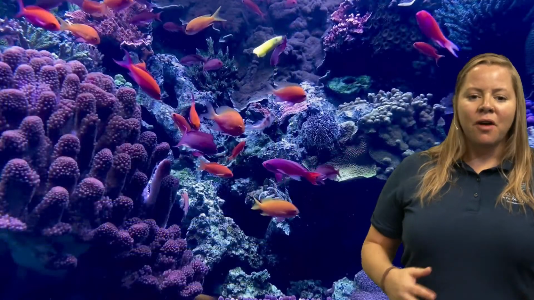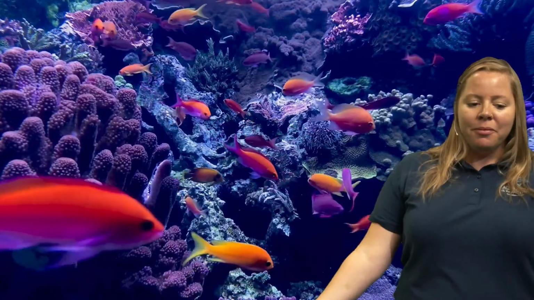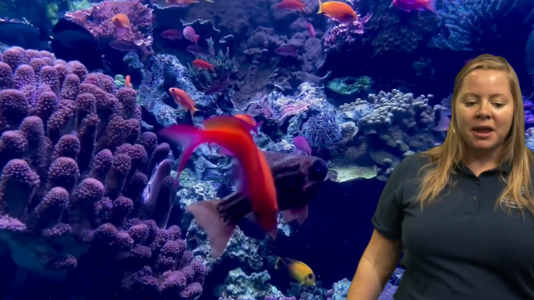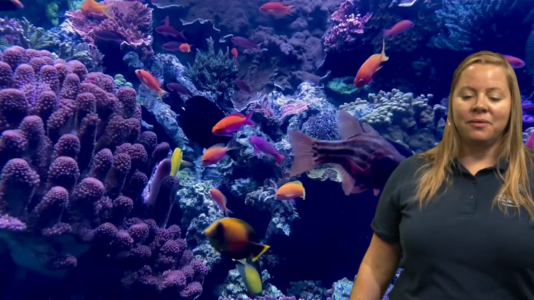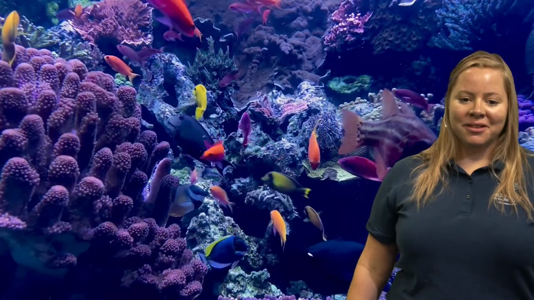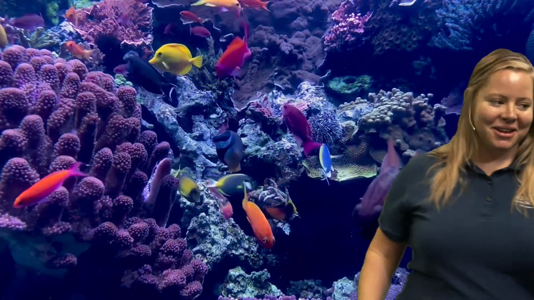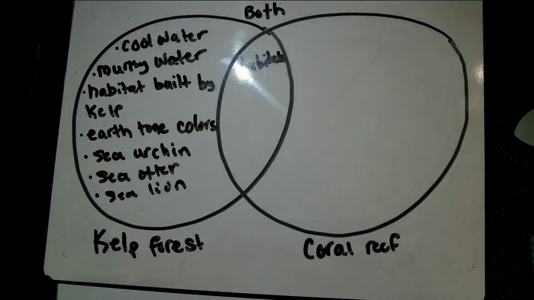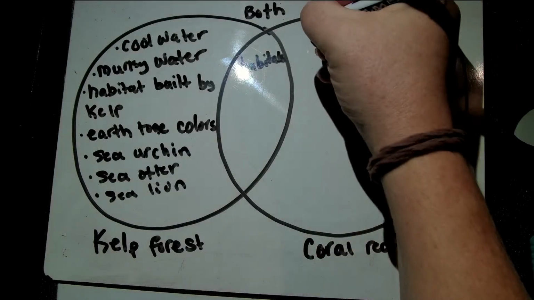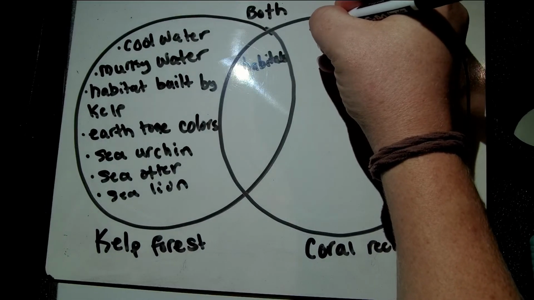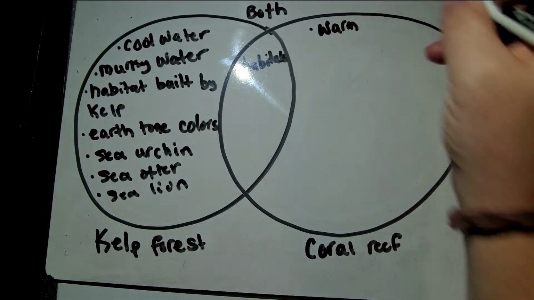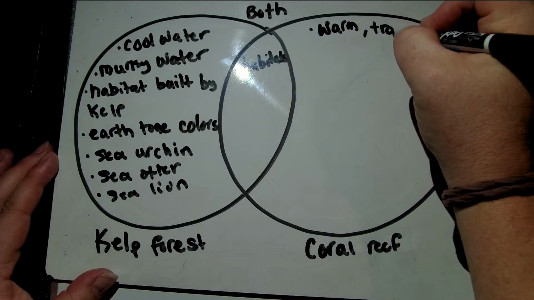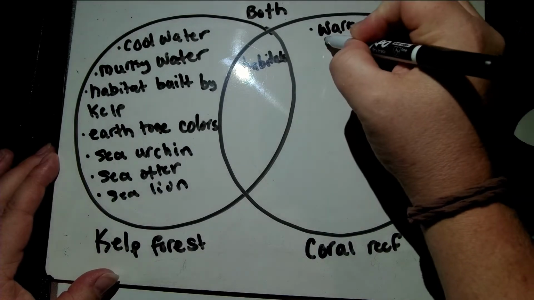So far, in general, what observations have you made about the animals that live in the coral reef? Let's go back to our Venn diagram. What do we know about coral reefs? Okay, so we said that coral reefs have warm water. So warm, tropical water.